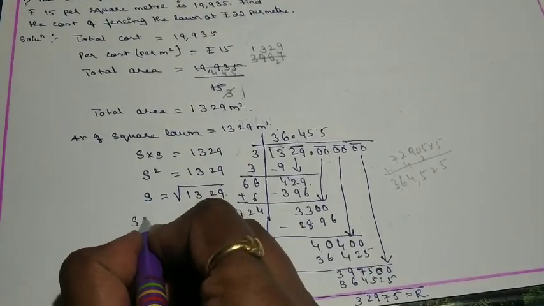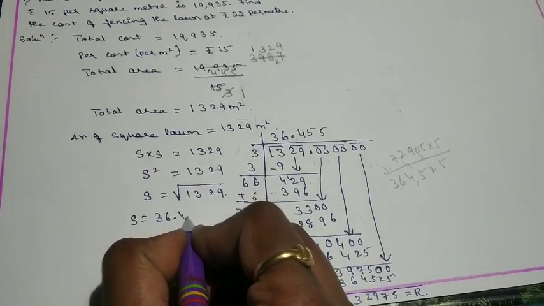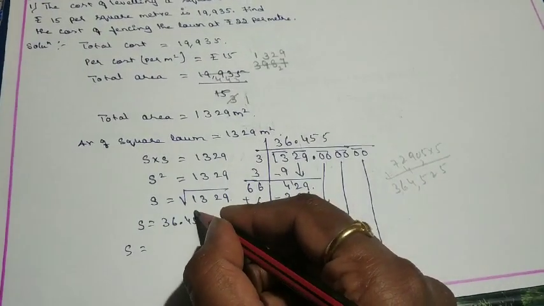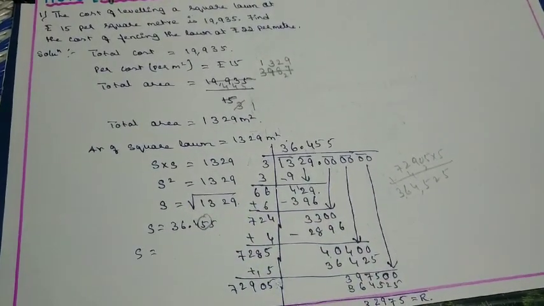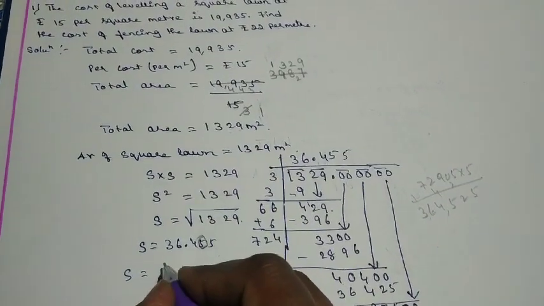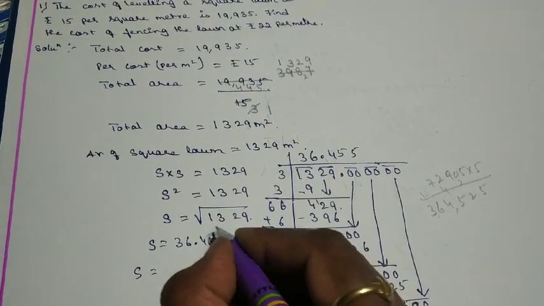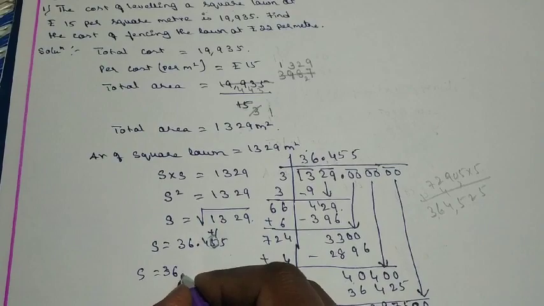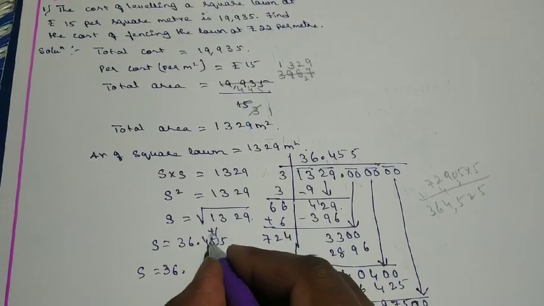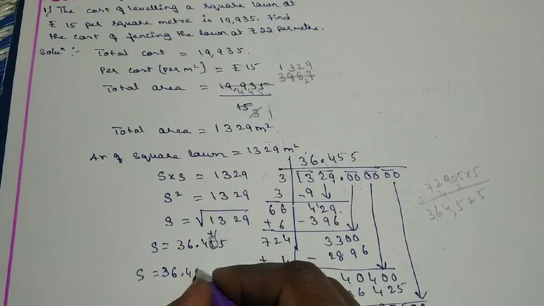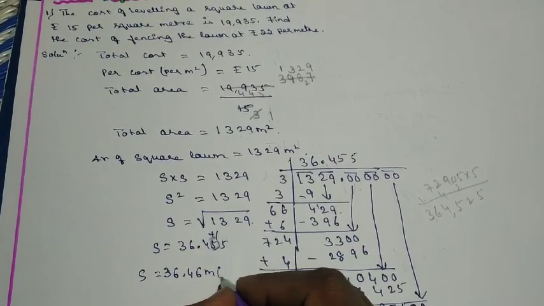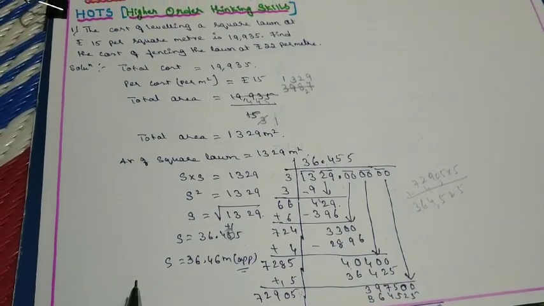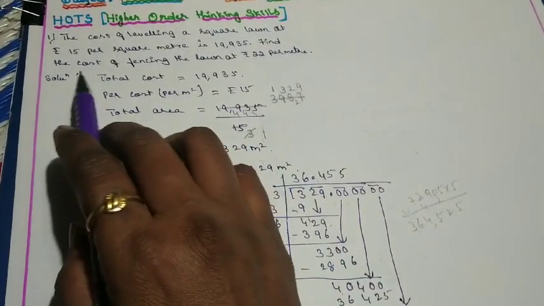Then S equal to, what is the answer? 36.455, but I'll round off to 2nd decimal place here, children. When I round off to 2nd decimal place, we need to see the number in the 3rd decimal place. Since the 3rd decimal place is 5, I'll add plus 1 to the 2nd decimal place. Rounding off we have learnt in class 6th only, children. So the answer becomes 36.46 meters, with 5 plus 1 becoming 6, and this is the approximate answer because we didn't get the remainder as 0 here.